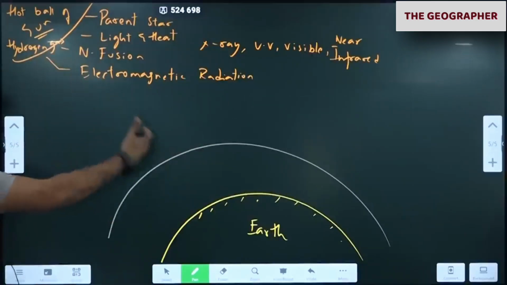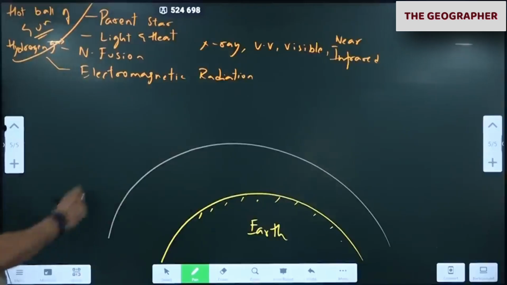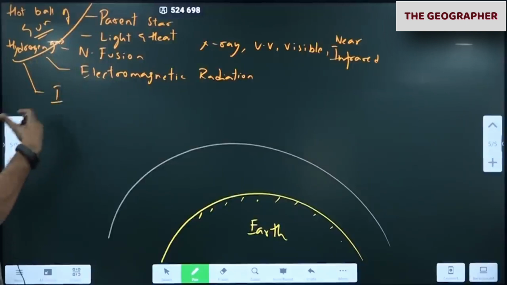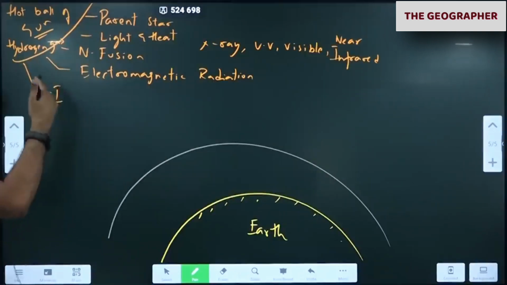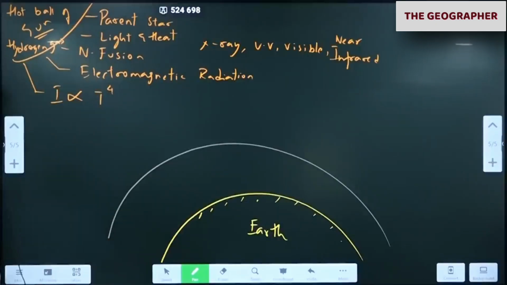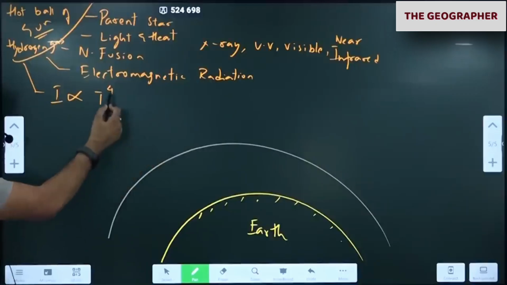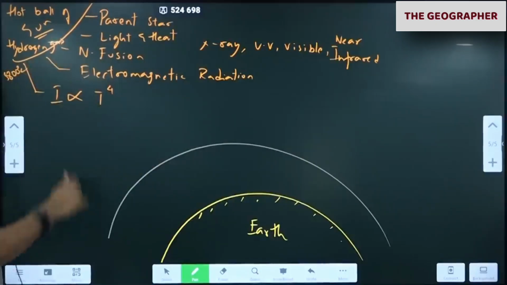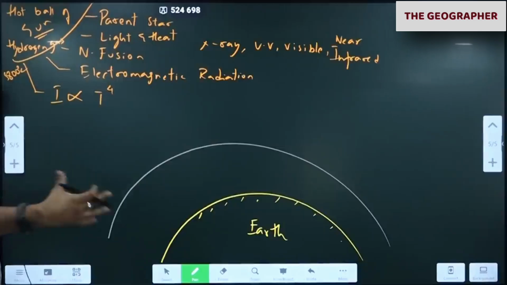Part of that energy comes towards earth also. The amount of radiation emitted by any hot object like the sun is directly proportional to the fourth power of its temperature. Try to understand this. What is the surface temperature of the sun? 5800 degrees Celsius, to the power of 4. Can you imagine how much heat comes out?